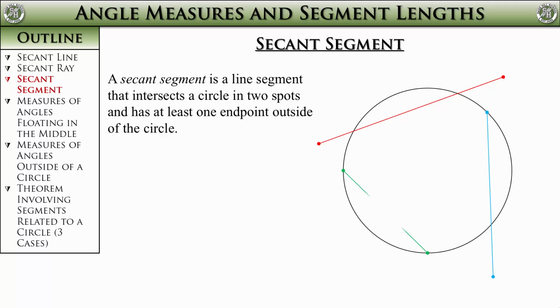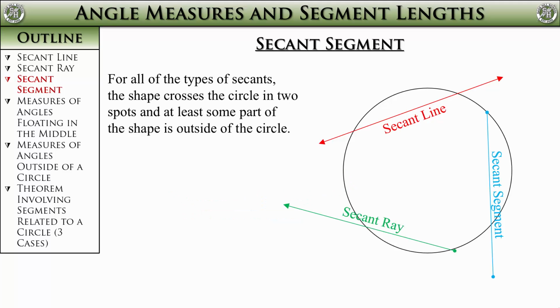However, this green one is not a secant segment. It does cross in 2 spots, but both of its endpoints are on the edge of the circle, so it is a chord, not a secant segment. In summary, it doesn't matter which type of secant you have, the secant must cross the circle in 2 spots, and at least some part of it must be outside of the circle.